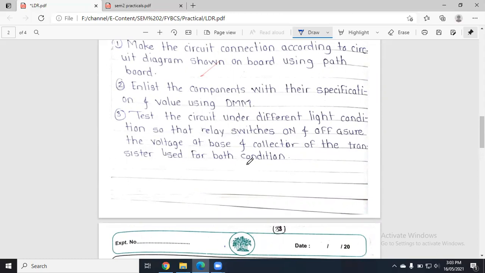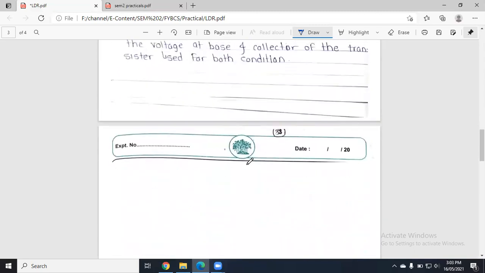For example, for normal light, whatever the room light you have, for that room light you have to measure the readings. After that, if you cover that LDR with some dark cloth, then you have to measure the reading. If you strike a light on that light dependent resistor, suppose we put a mobile torch on the light dependent resistance, then the readings will be different. So under different conditions of light, you have to test the circuit.